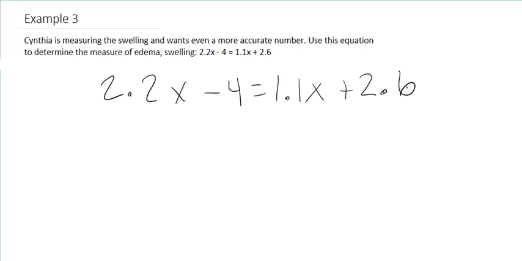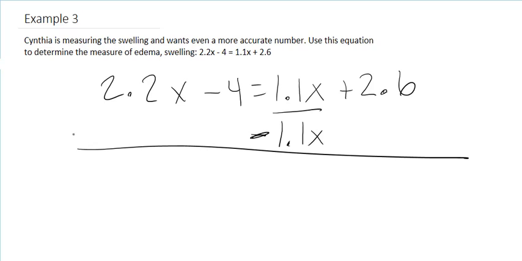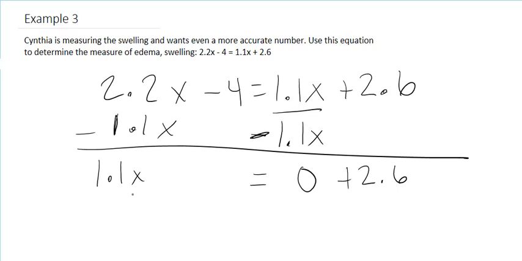So let's move the smaller one, which is this 1.1x. So we will go minus 1.1x on both sides. So this gets to 0 right here, because 1.1 minus 1.1 is 0. So now we have 1.1x minus 4. So now to get x by itself, let's add 4 to both sides.